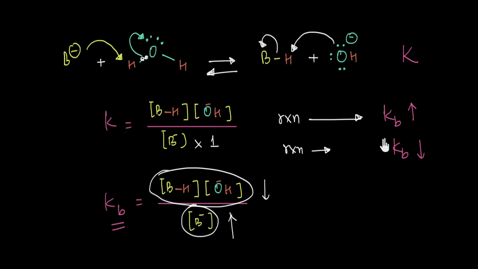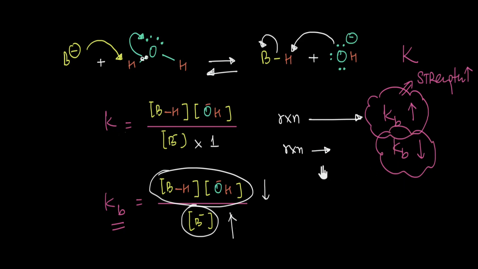So we can now say that a base whose KB value is high is a stronger base, as it moves more in the forward direction. If the KB value is high, the strength of the base will be high, while a base whose KB value turns out to be low doesn't move much in the forward direction, so its strength will be low and it is going to be a relatively poor base, right?